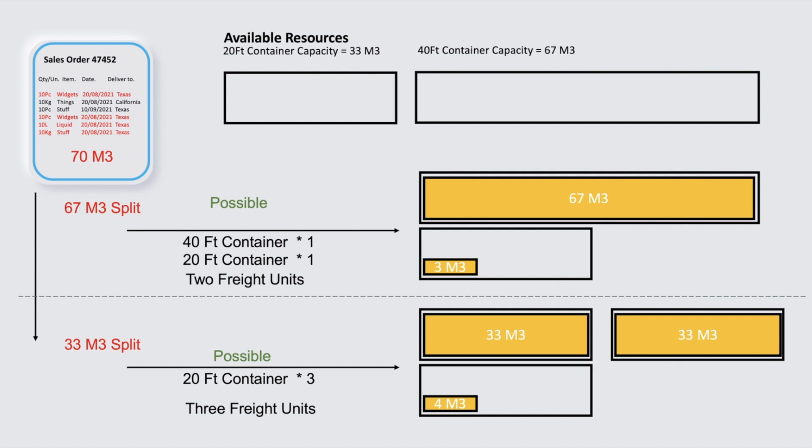I could also, in the transportation cockpit, have decided to put those two 33 cubic meter freight units into one 40-foot container. That is, of course, a decision that you make when you are dispatching, when you're planning those freight units to freight your orders.